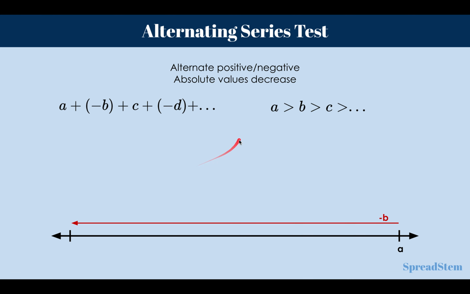Now we know that all the terms alternate positive and negative. So all of these arrows must alternate forward, backward, and so on. Since this arrow went backwards, the next arrow must go forwards. We also know that the absolute values decrease, meaning the lengths of these arrows must get smaller and smaller. So our next arrow, where we add c, might look something like this and give us a point here.